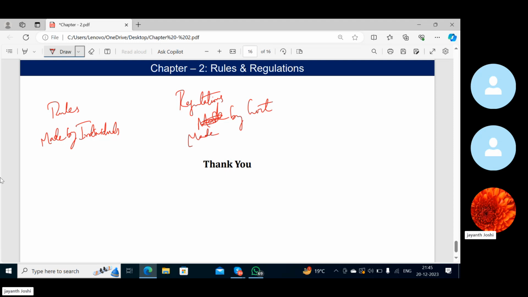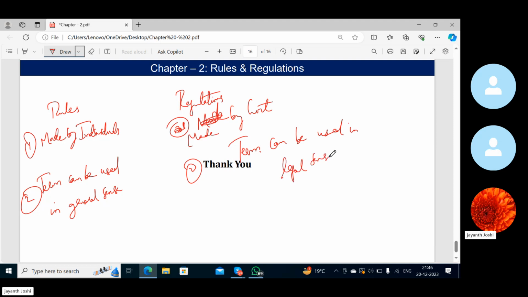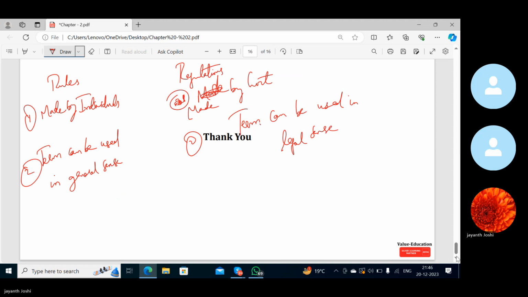Sorry, my handwriting is very bad. The term rule can be used in a general sense. The term regulation can be used in a legal sense. That's the reason why regulatory bodies are the ones whom the companies fear. Why? Because regulatory bodies regulate the sector and the companies by a set of rules and regulations.